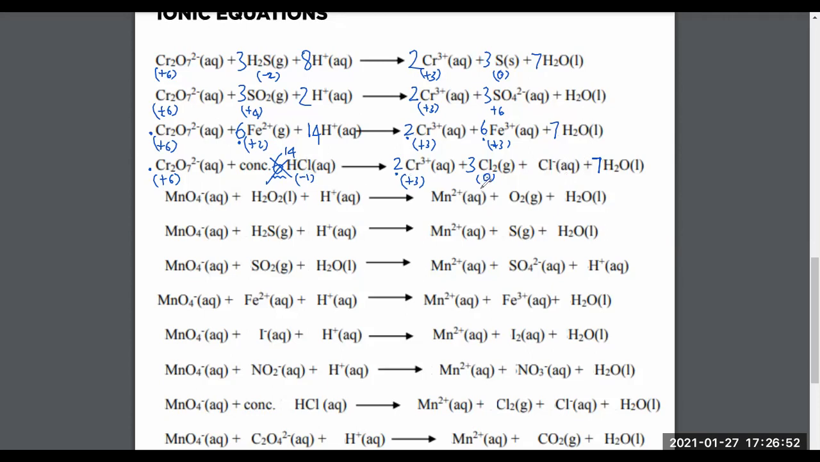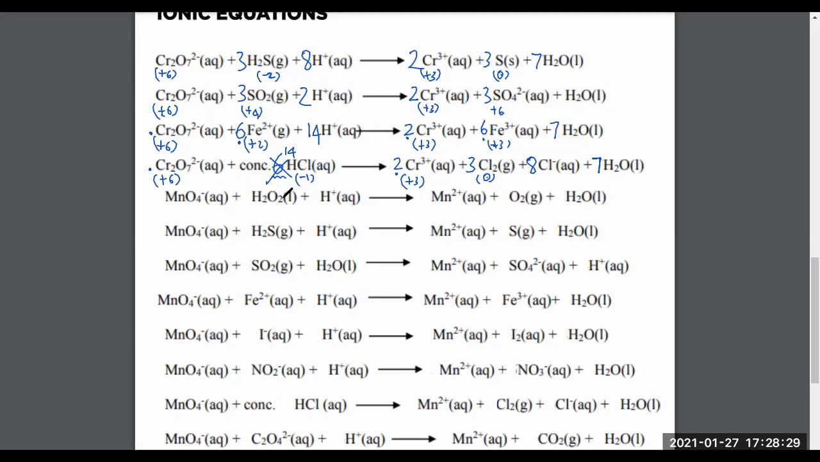And then check chlorine ions. 14 on the left side. I have only 6 on the right side. All right. Therefore, I have to put 8 here. Remaining will be Cl minus. Yeah. So this is the way you have to balance this reaction. It's another exceptional case where you have to put a number, recheck that, cancel it out, and put a new number.